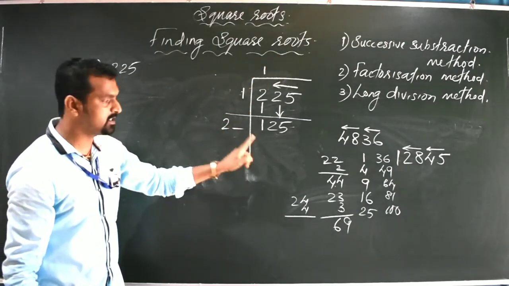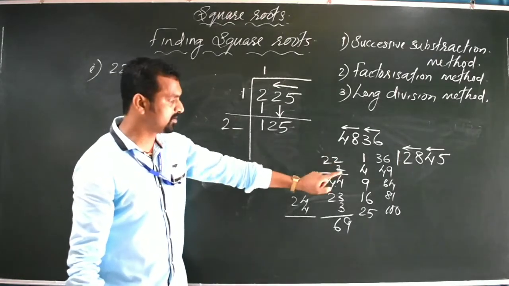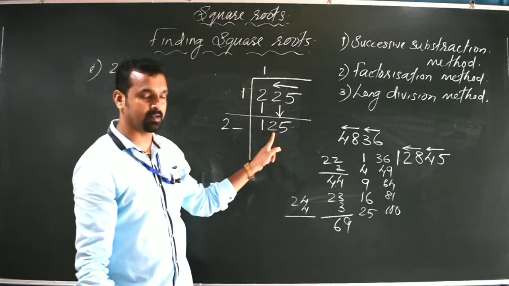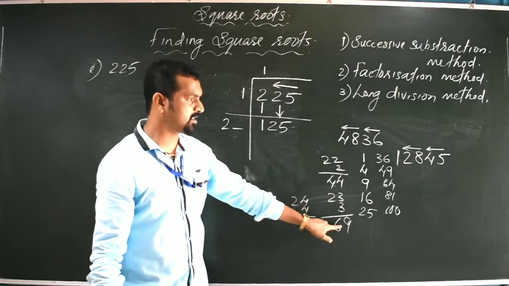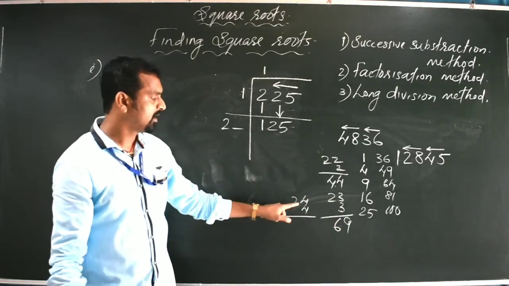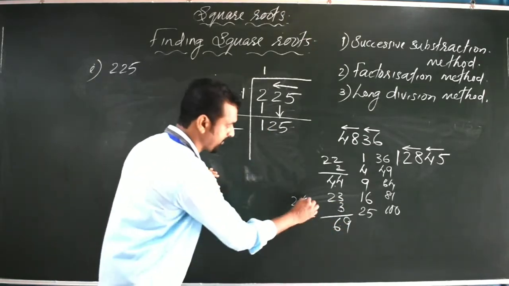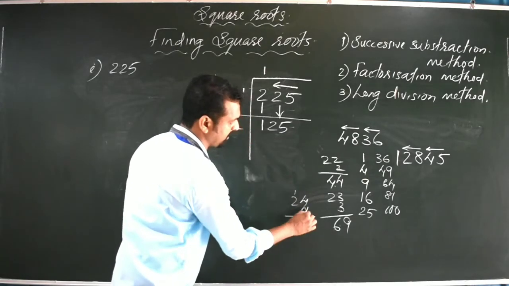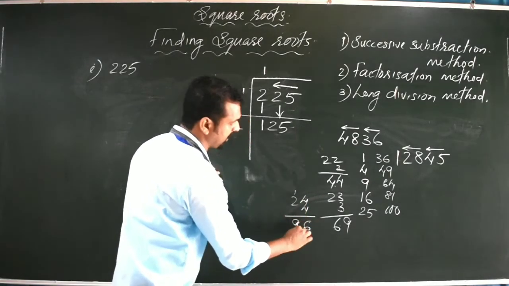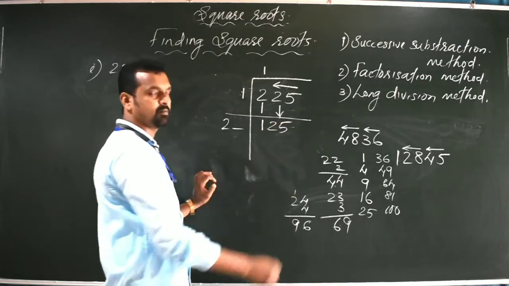For finding out that digit I am multiplying all of this. 22 into 2, 44, but it is less than 125. 23 into 3, 69, that also is less than 125. 24 into 4, multiply and see. 4 4s are 16, 6 remainder 1. 4 2s are 8 plus 1, 96. 96 also is less than 125.